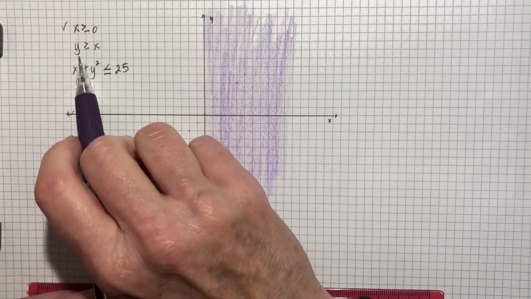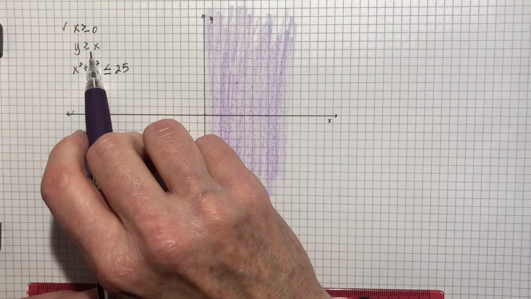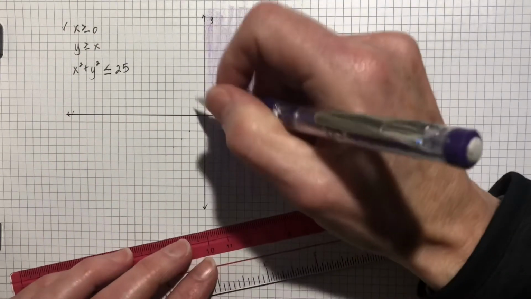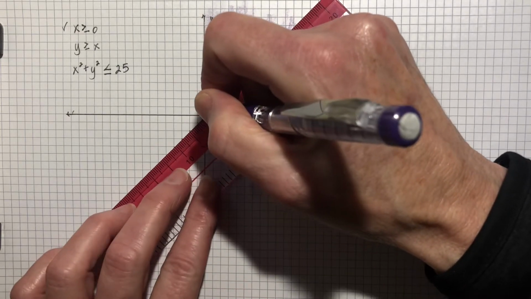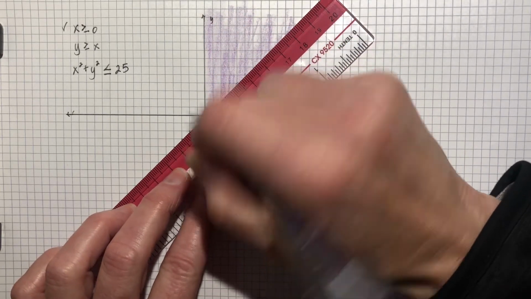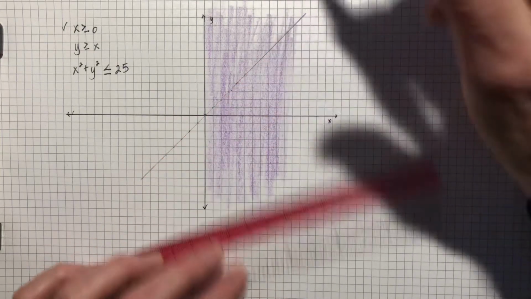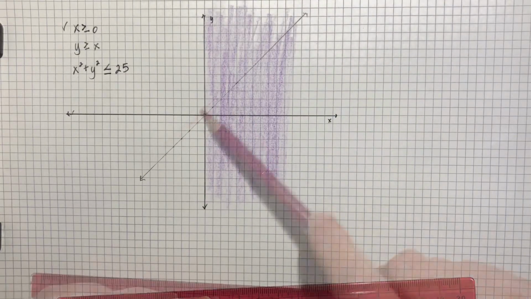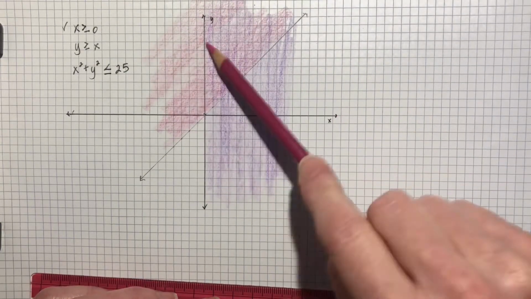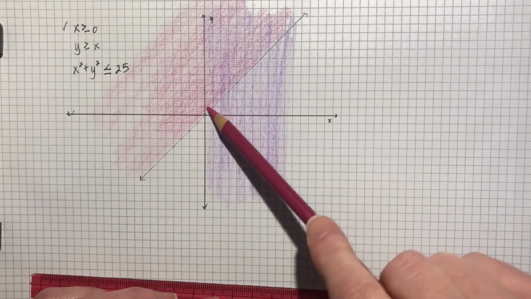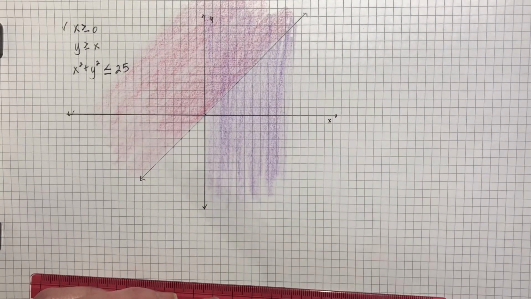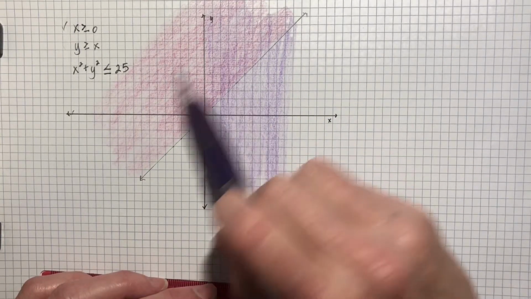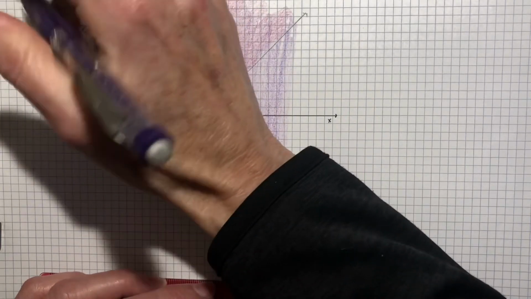Our next inequality is y is greater than or equal to x. So it will be a solid line, and it'll be the line y equals x, which is that. And it's greater than, so we're going to shade everything above the line. So now we've got our second inequality graphed, y is greater than or equal to x.